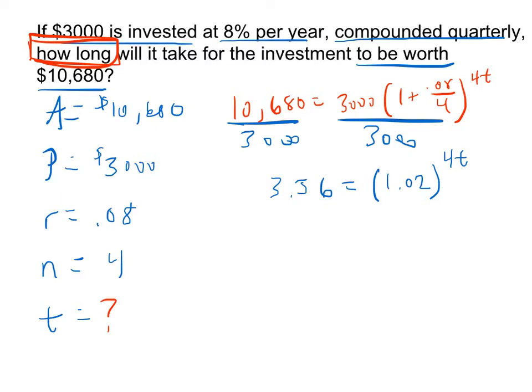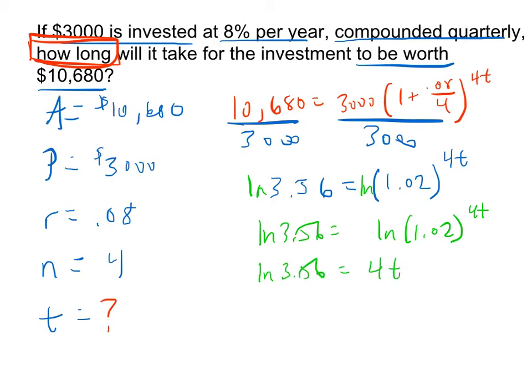So what I'm going to do, remember if we were solving our exponential equations, we're going to take the natural log of both sides. So now I'll get natural log of 3.56 equals natural log of 1.02 raised to the 4t. So now what I can do, since I took the natural log of both sides, I can bring this 4t to the front. Okay, so then I will get that the natural log of 3.56 equals 4t times the natural log of 1.02.